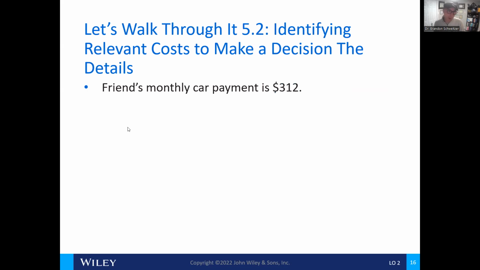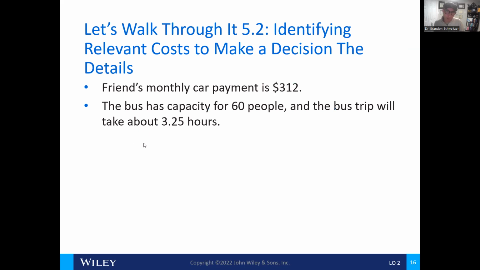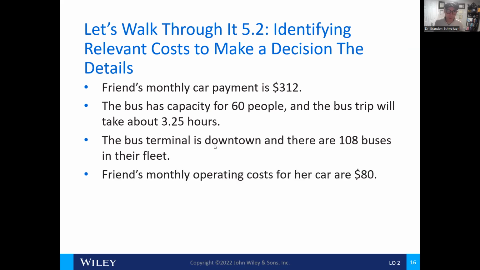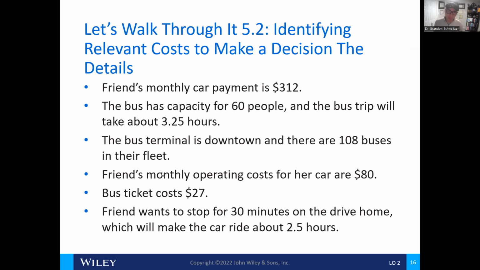Our friend's monthly car payment is $312. The bus has capacity for 60 people, and the trip will take about 3.5 hours, or 3.25 hours. The bus terminal is downtown, and there are 108 buses in the fleet. Our friend's monthly operating cost for the car is $80. The bus ticket costs $27. Our friend wants to stop for 30 minutes on the drive back. The car ride would take about 2.5 hours.